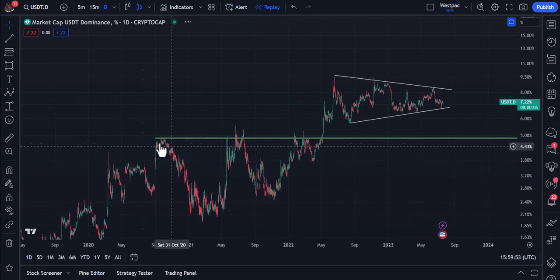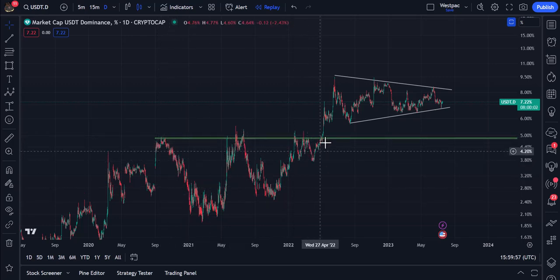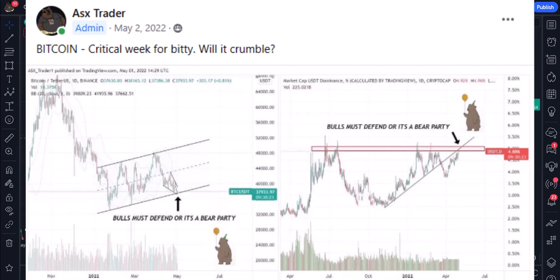All right, and you can see right here, this green zone, this was a major resistance. Once this broke and we broke out of here, that actually aligned perfectly with the break of major support at 30K. Here's a post that I posted about that back when it happened, to indicate that yes, we had the correlation: Bitcoin was breaking support, tether dominance was breaking resistance. They are aligning and showing the same thing here.